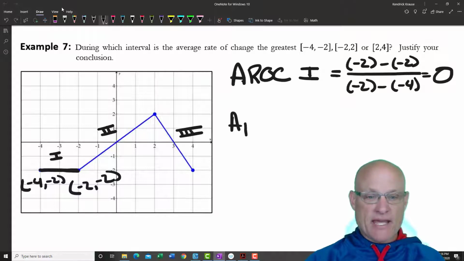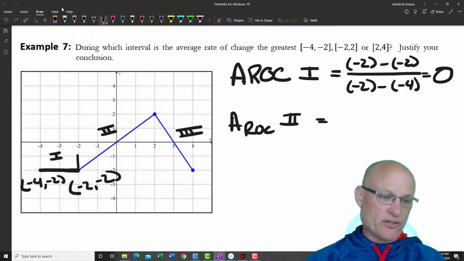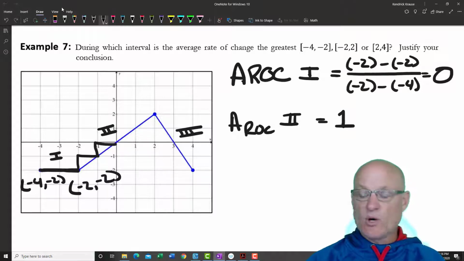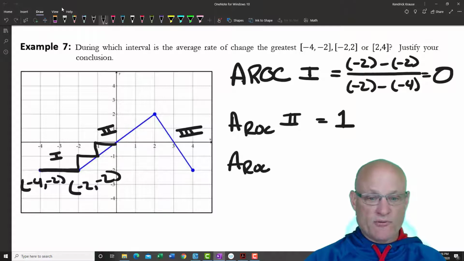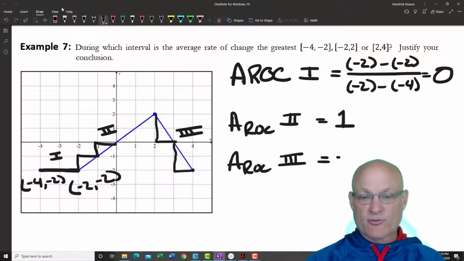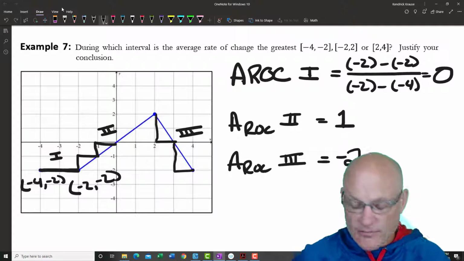Now we're going to talk about the AROC of section 2. If I just look at this, it's up 1 over 1, up 1 over 1. So that slope is positive 1. And then the average rate of change for section 3: down 2 over 1, down 2 over 1. So that average rate of change is -2.